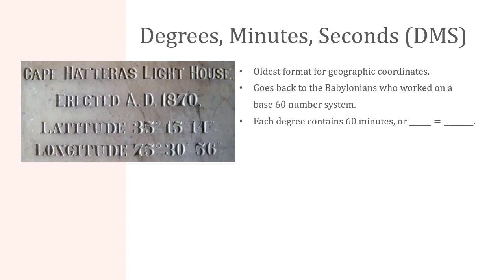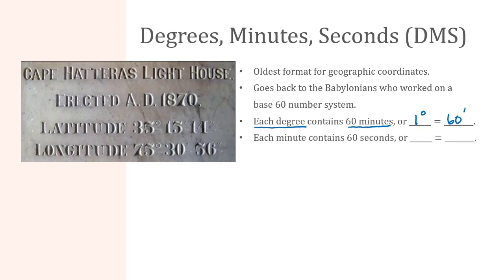Each degree contains 60 minutes. So we're going to put some math language here. Each degree, we're going to say each 1 degree is 60 minutes. So 1 degree is equal to 60, and then this little hash mark above the 60 represents minutes.